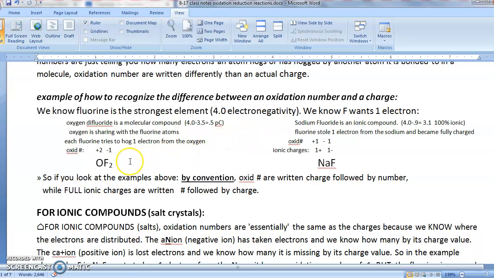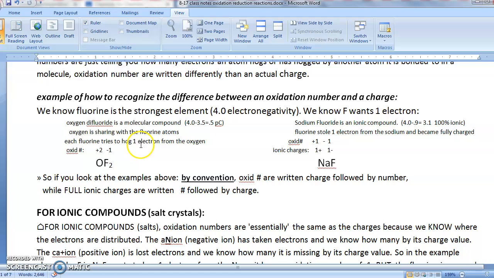In the compound oxygen difluoride, OF2, we have to take a look at their electronegativities. Fluorine is 4.0, oxygen's 3.5. Their difference in electronegativity is 0.5, so that would be a very weak polar covalent bond. So fluorine is going to have trouble stripping the electrons and becoming ions. So this would be a molecular compound.